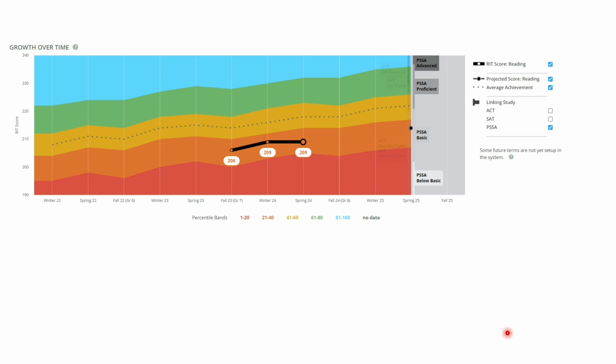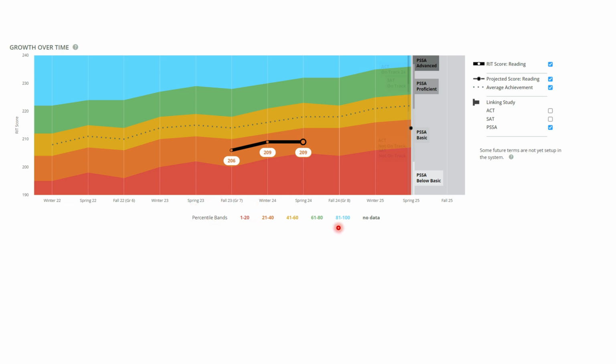If we were to continue scrolling down on this report, this is where you would see a graph with the historic data over time of how the student has progressed in the specific content area of the tab selected up at the top of the report. As you can see from this graph, the student in question began taking MAP growth assessments in the fall of 2023 as she started 7th grade. So for grade 7, she has a 206 RIT score. Winter of 24, she went up to a 209, and she stayed stagnant at a 209 for the spring of 24 as well.